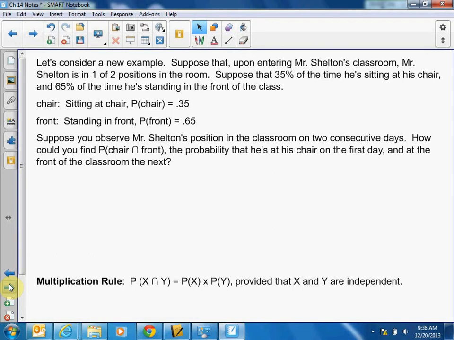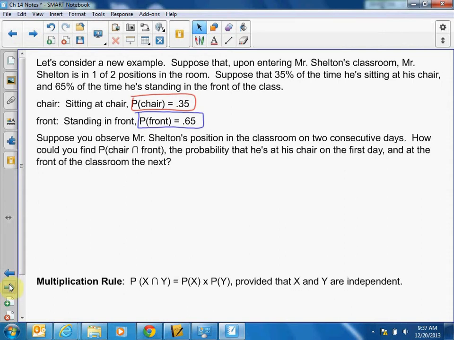Okay, new example here. Suppose that upon entering Mr. Shelton's classroom, I am in one of two positions in the room. Suppose that 35% of the time I'm sitting at the chair and 65% of the time I'm standing in front of the class as you enter the classroom. So, first thing to ask ourselves is, with probabilities of 0.35 and 0.65, do we have disjoint events here? Yeah, we have covered the sample space. 100% of the outcomes in terms of where I am when you enter the classroom are included in this problem. So the probability that I'm at the chair, 0.35 again, probability that I'm at the front, 0.65, and let's work with that.